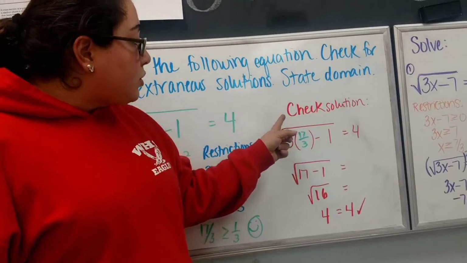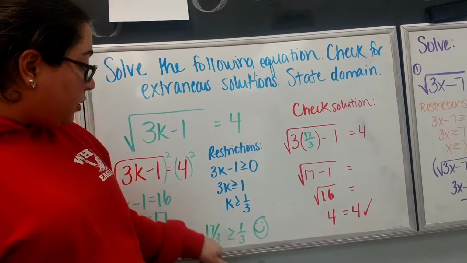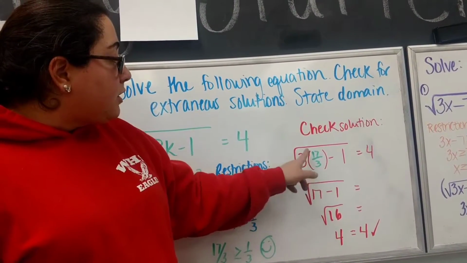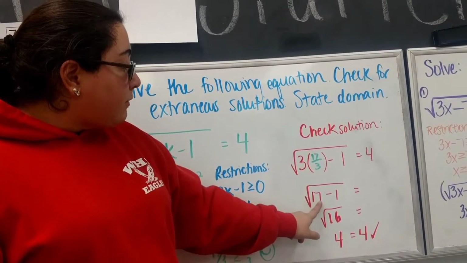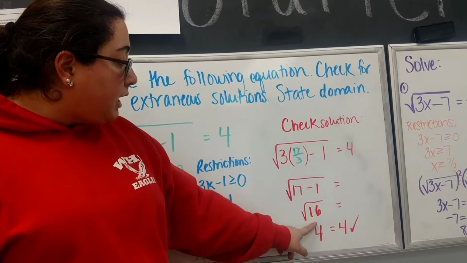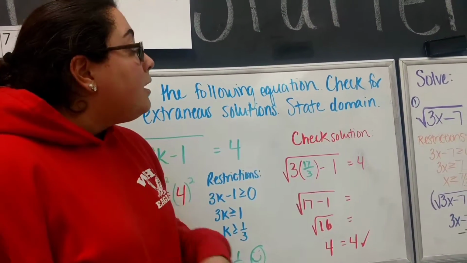When we check our solution, we have to note that this could potentially be an extraneous solution. So 3 times 17/3, the 3's cancel. So I'm left with 17 minus 1. Well, the square root of 17 minus 1 is 16. The square root of 16 is 4, and 4 is equal to 4, so that works.